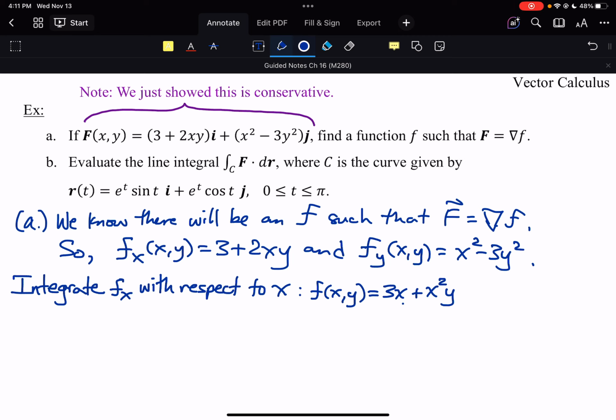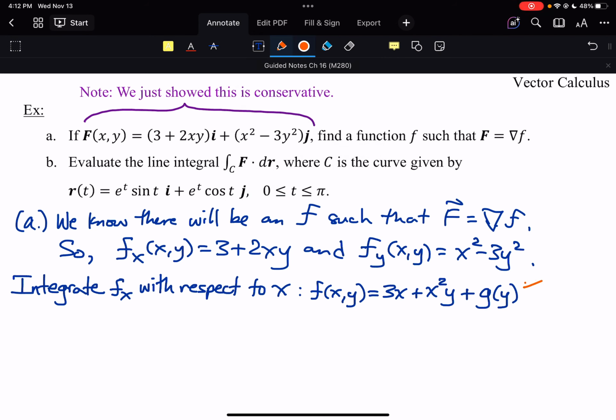But with integration, we would normally have to add that plus c, that constant of integration. It's not quite the same with partial integration, because there could be a constant that got added on here, but y is being treated as a constant. So there could also be some y's here that disappeared when we took the derivative. So instead of a plus c, we're going to add a function, g of y.